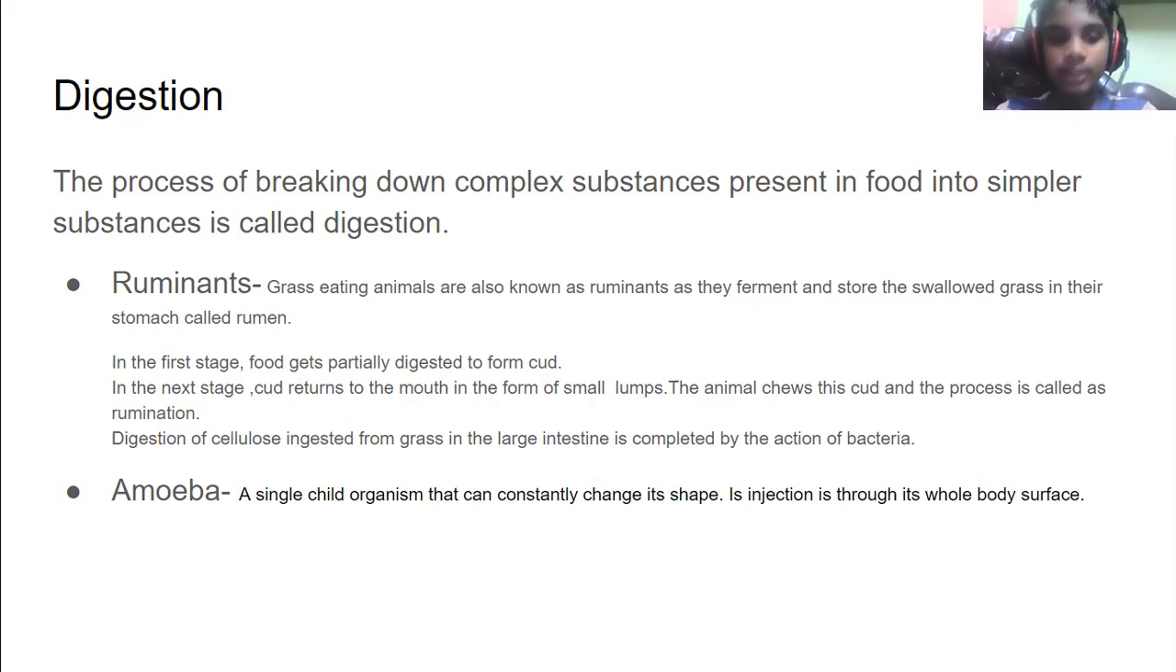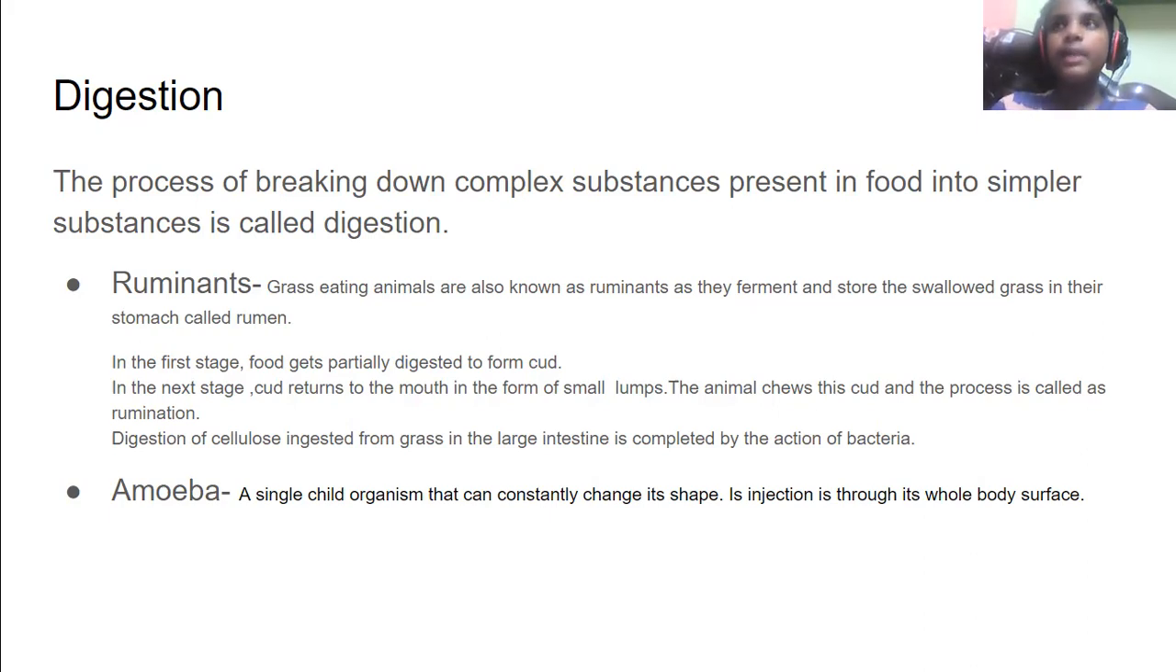Digestion of cellulose ingested from grass in the large intestine is completed by the action of bacteria. So this grass has cellulose, a type of carbohydrate which cannot be broken down into simpler substances by most organisms, humans being one of them. This cellulose digestion is done in the large intestine of the ruminants by the action of bacteria.